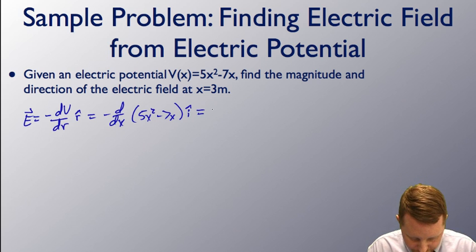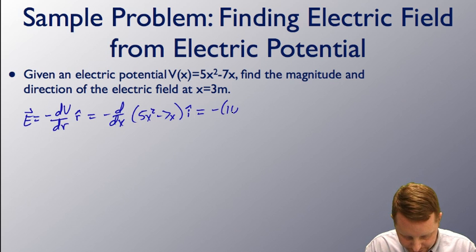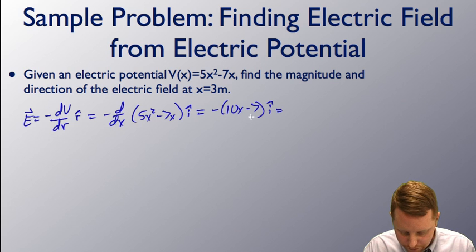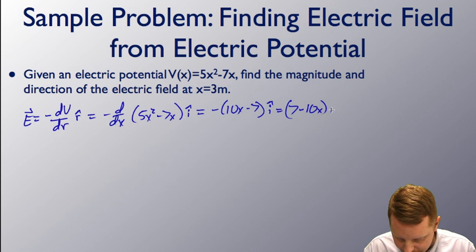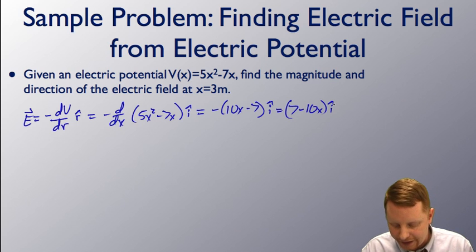So I take the derivative, minus the derivative of 5x squared, which is going to be 10x, and the derivative of minus 7x is just going to be minus 7, times i hat. Multiplying the negatives through, we get 7 minus 10x in the direction of i hat.